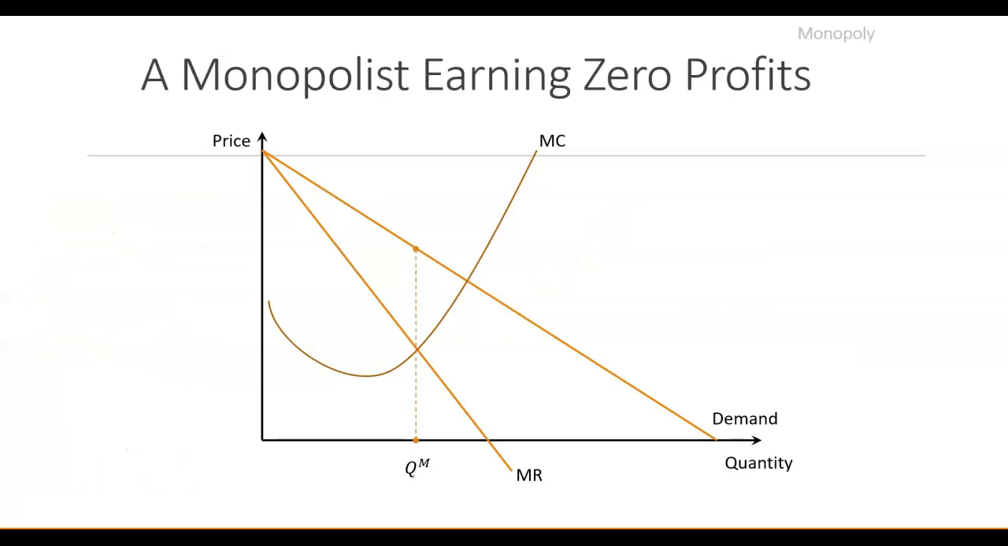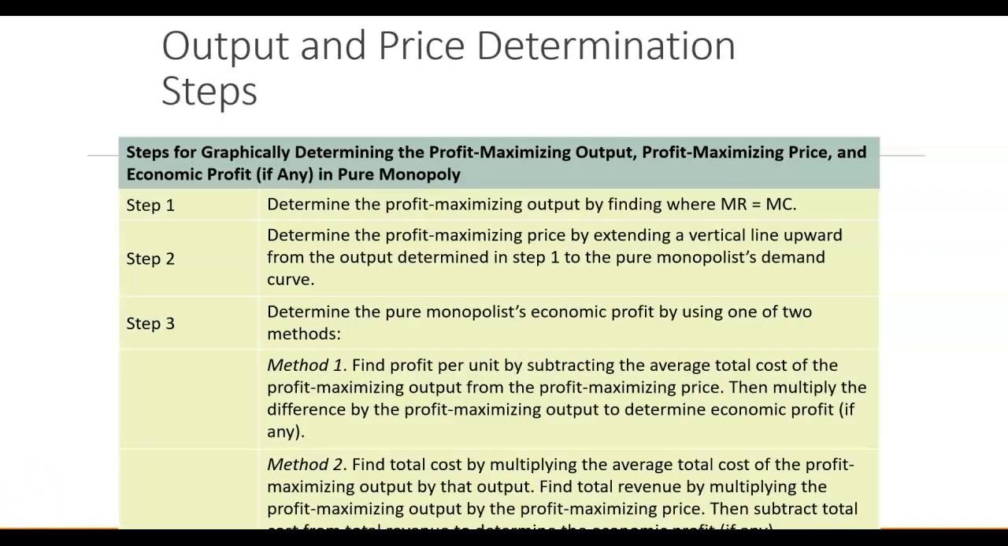When a monopolist is earning zero profits, the situation is going to look like this. The market price is equal to the average total cost. Output level will still be where marginal revenue equals marginal cost. But in this case, you can see that the average total cost, or the per unit cost, is equal to the price.